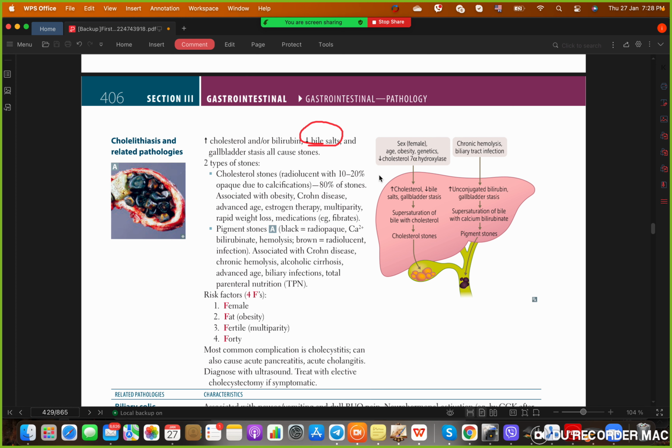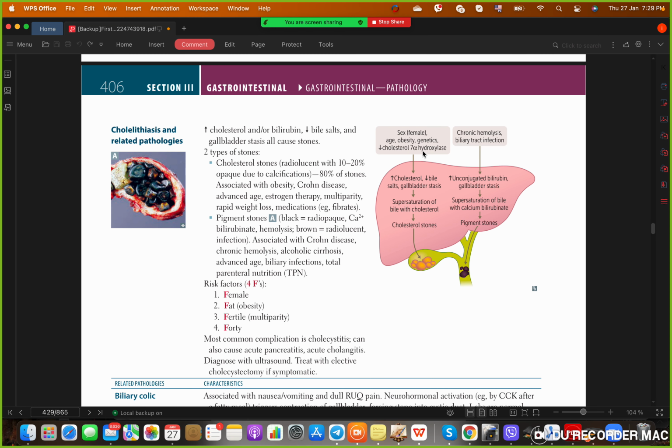So if it is cholesterol, it's going to be cholesterol stone. If it was bilirubin, it will be a pigmented stone. End of the story. So the main problem that you have caused is the decrease in the bile salts because of the decrease of the enterohepatic circulation, which is the movement of the bile salts from the intestine to the liver. Okay. So also they are mentioning here fibrate. Why fibrate? Because it leads to inhibition of this enzyme, 7-alpha hydroxylase.